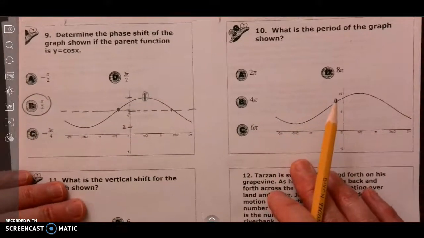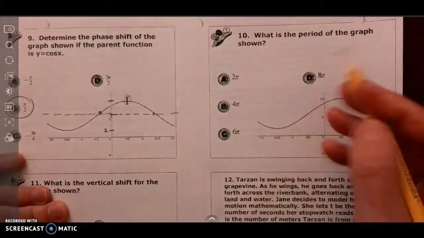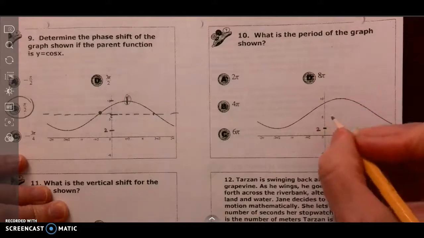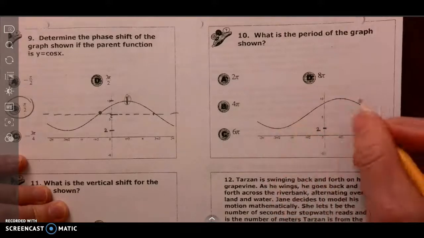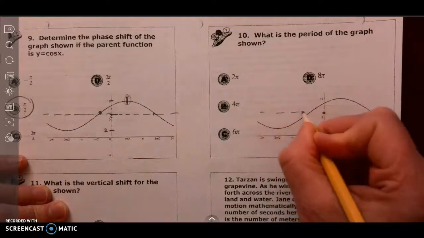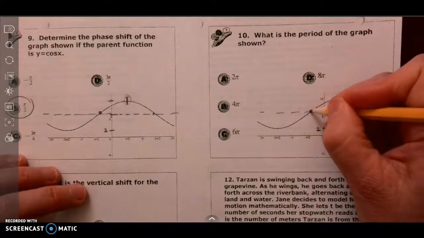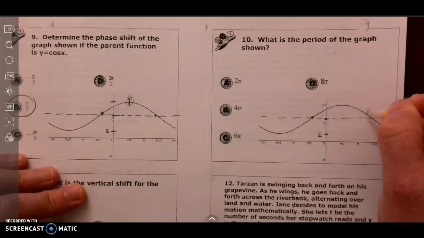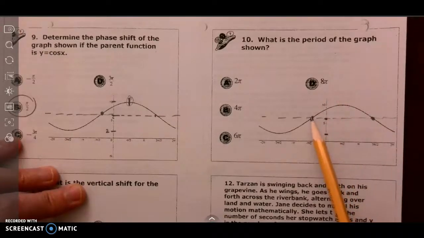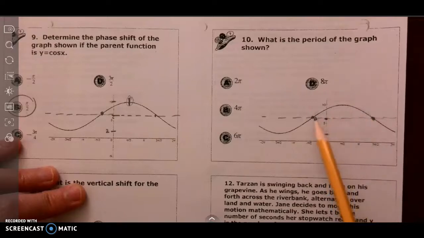Number 10. What is the period of this graph that is shown? Same graph again. This is 2. That's 10. Let's look here. Let's draw in that. So right around here would be my 6. All right. So I look here.